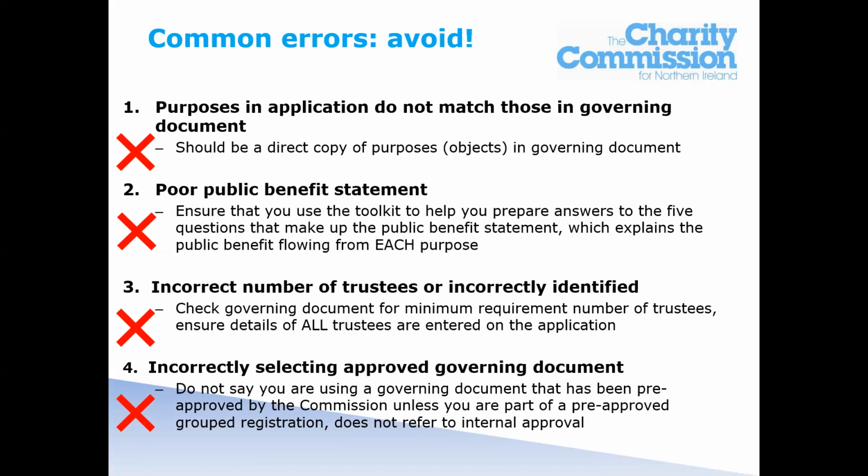Number 3, incorrect number of trustees or incorrectly identified. Check the governing document for the minimum requirement number of trustees. Ensure details of all trustees are entered on the application. Number 4, incorrectly selecting approved governing document. Do not say you are using a governing document that has been pre-approved by the Commission unless you are part of a pre-approved grouped registration. This does not refer to internal approval.